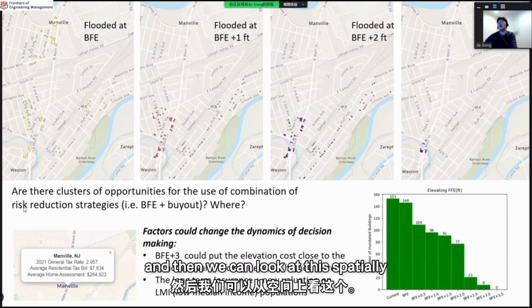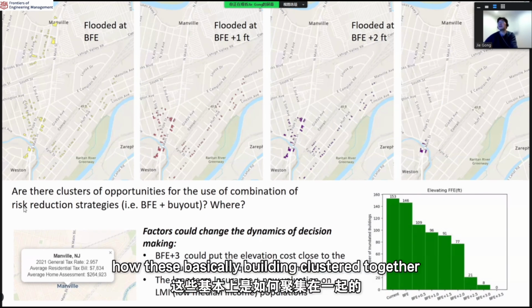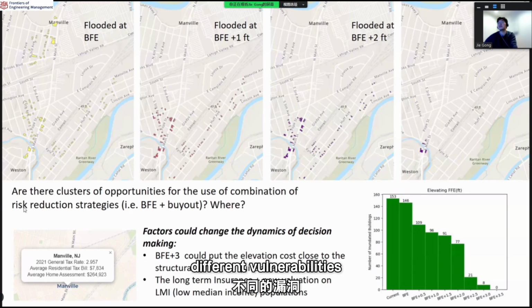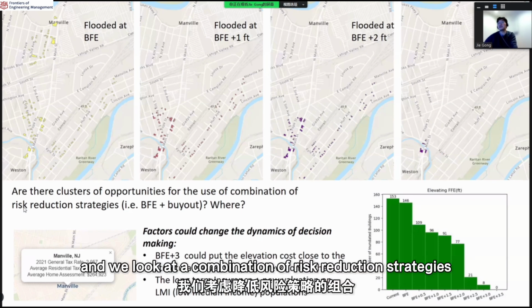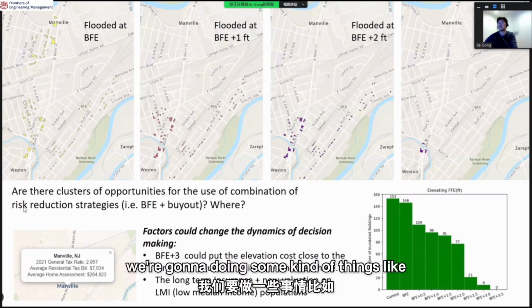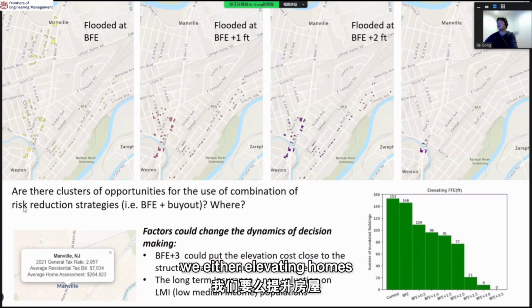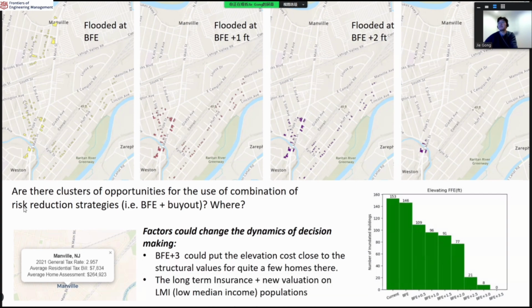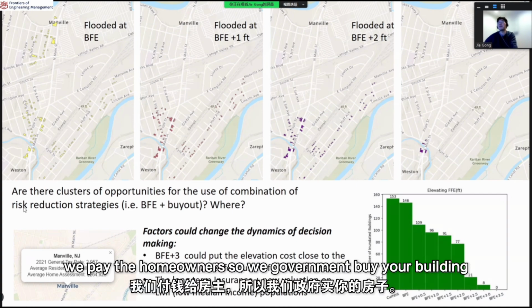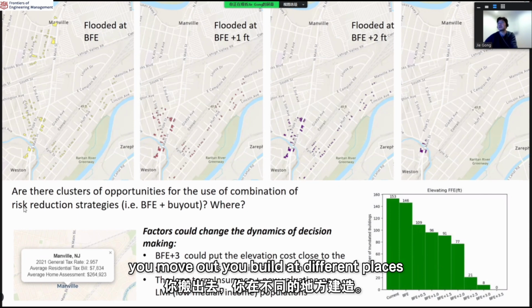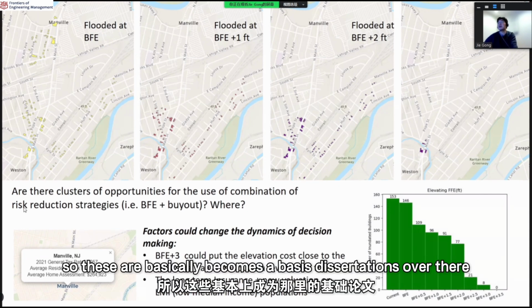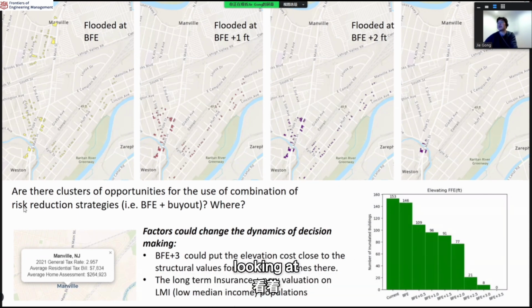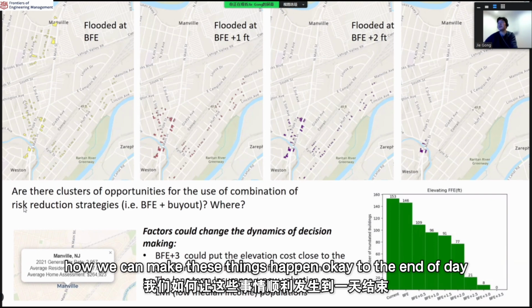And then we can look at it spatially, how these buildings cluster together with different vulnerabilities, and we look at a combination of risk reduction strategies. We either elevate homes or we look at buyout. Basically, we completely buy the buildings out. We pay the homeowners: the government buys your building, you move out, you build in a different place. So these basically become the decisions, looking at how we can make these things happen.